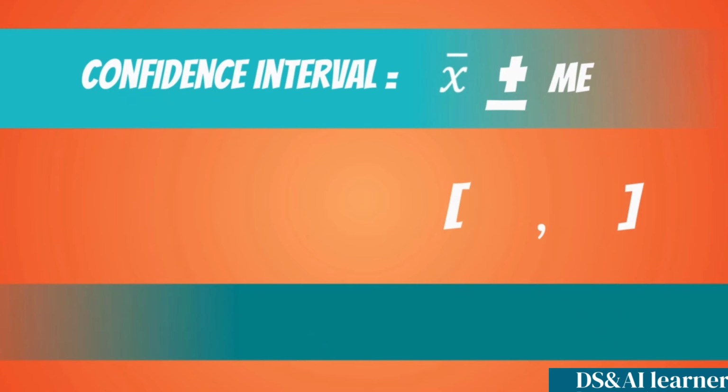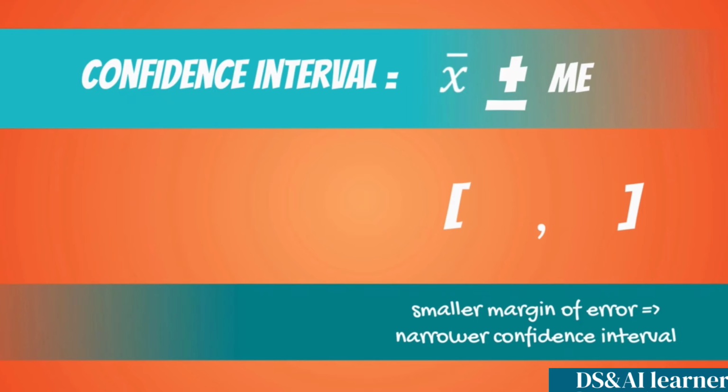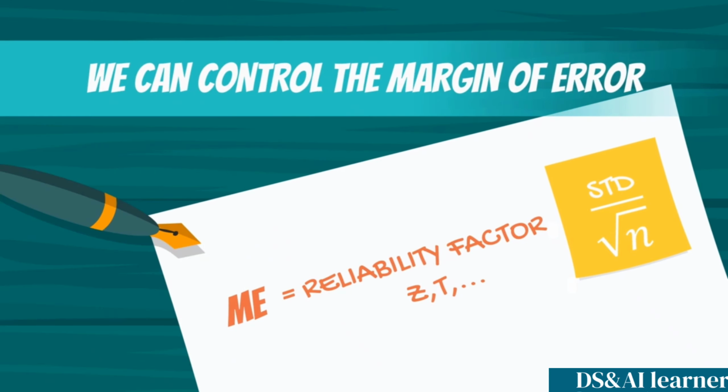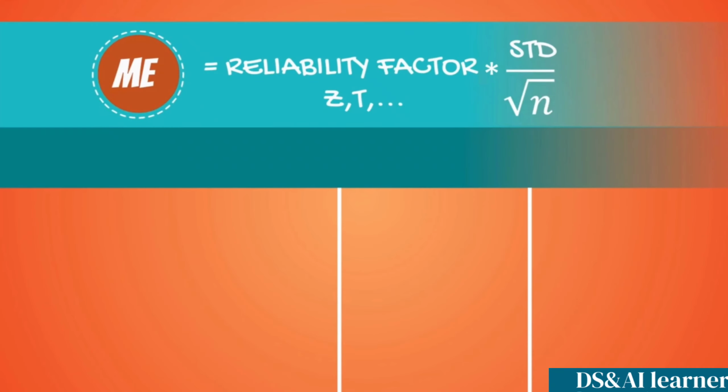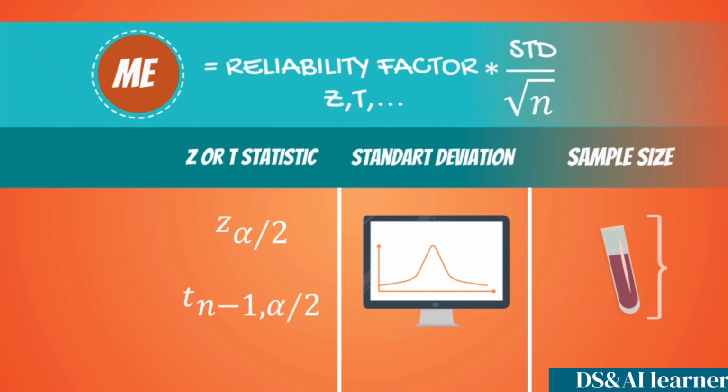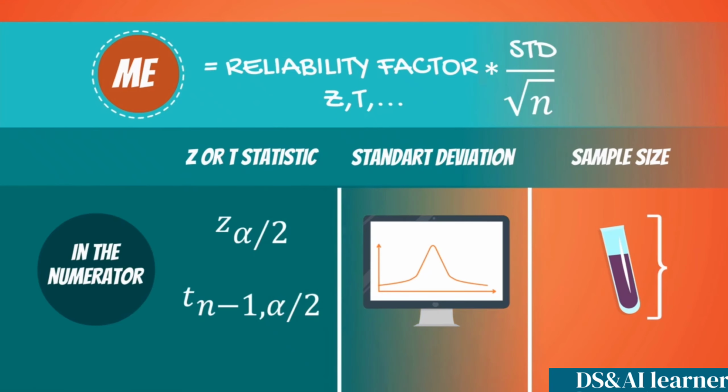Now we get to the core of this lesson. Getting a smaller margin of error means that the confidence interval would be narrower. As we want a better prediction, it is in our interest to have the narrowest possible confidence interval. The best part is that we can control the margin of error. Let's see its parts. There is a statistic, a standard deviation, and the sample size. The statistic and the standard deviation are in the numerator, so smaller statistics and smaller standard deviations will reduce the margin of error. How do we do that?